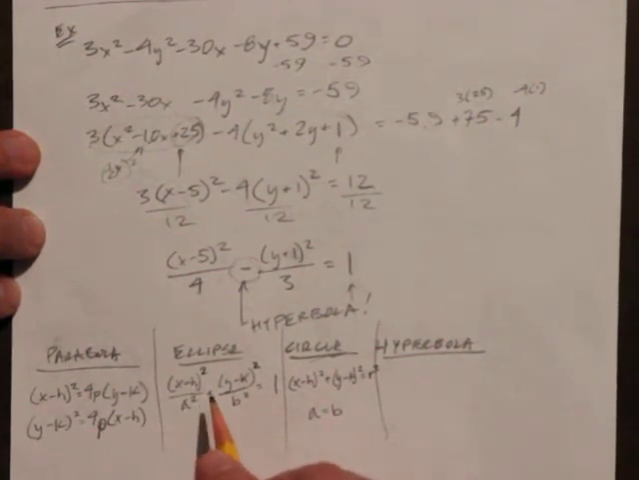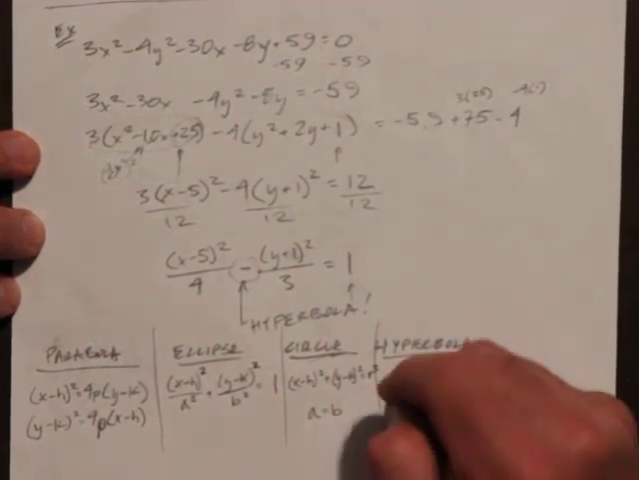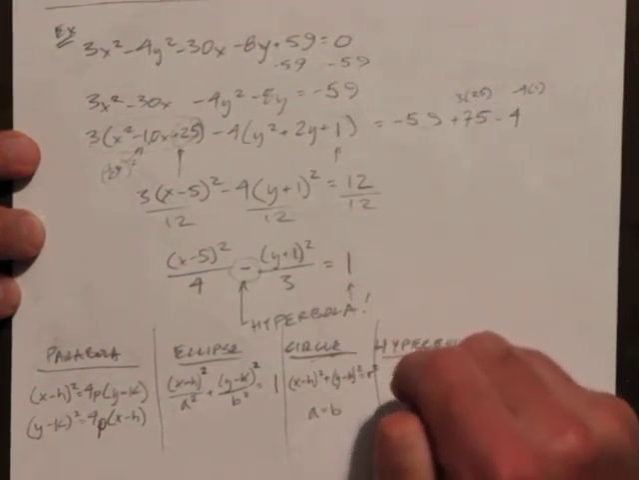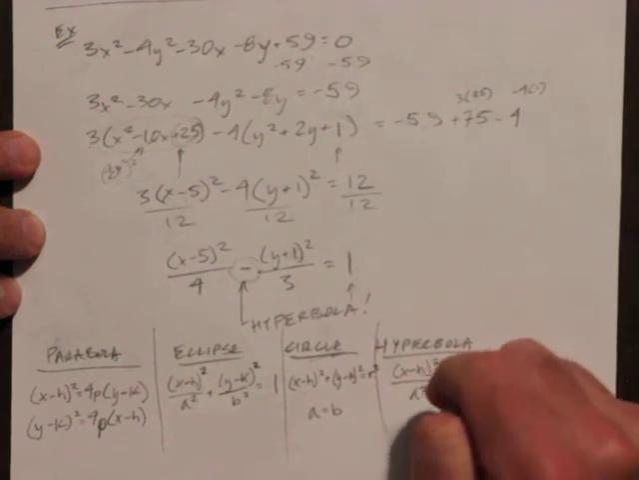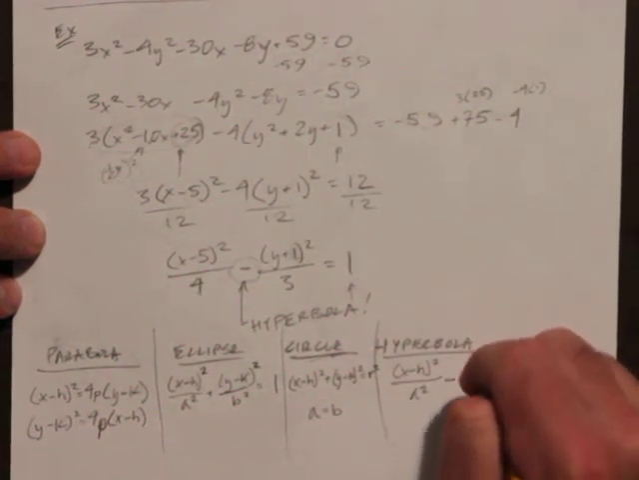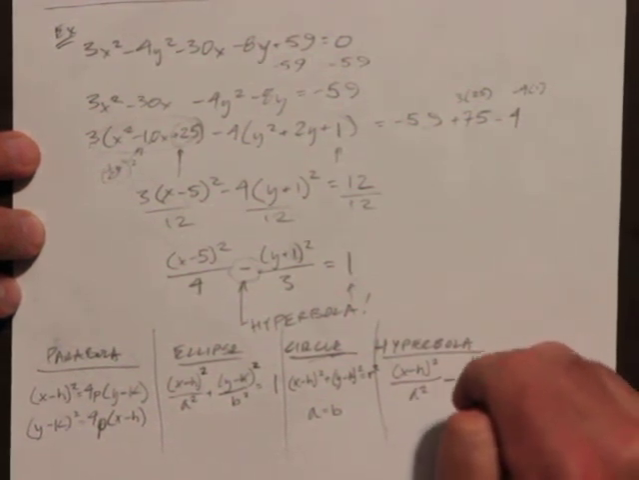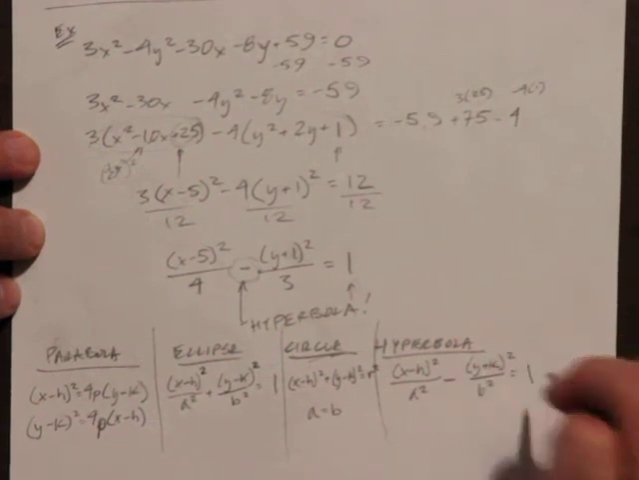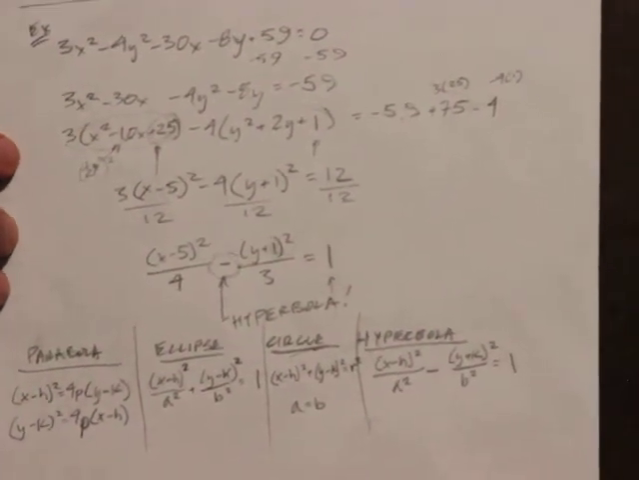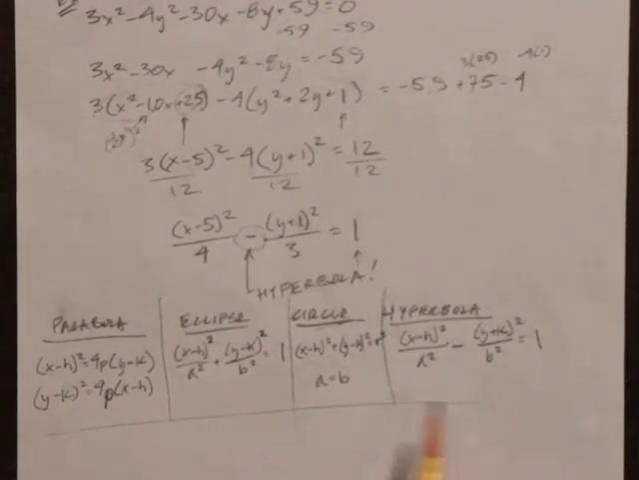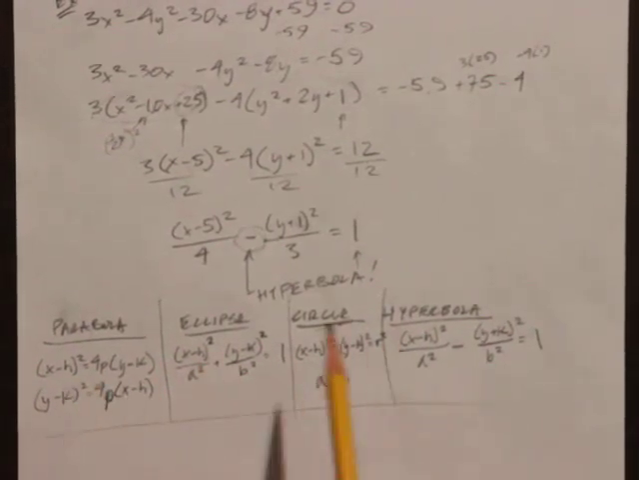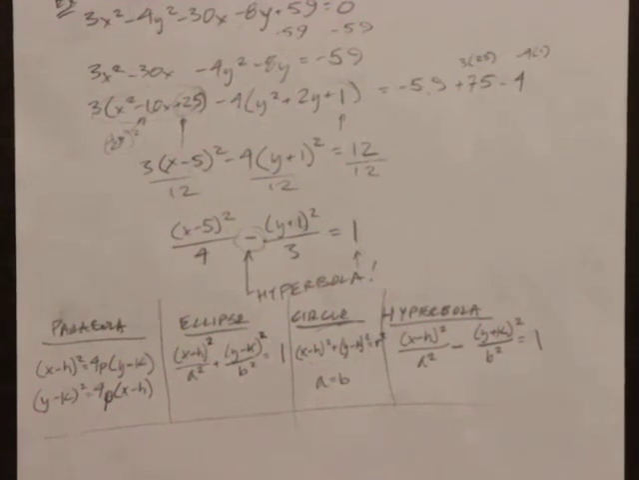A hyperbola looks just like the ellipse except for one thing here. So a hyperbola looks like this: (x minus h) squared over a squared minus (y plus k) squared over b squared equals 1. So I've got all of those different conics there. And once you get to this form, then you can see which conic you have. So let's just do one more.